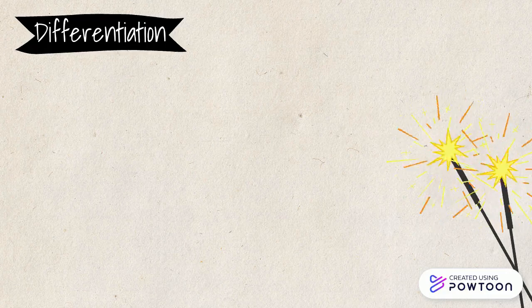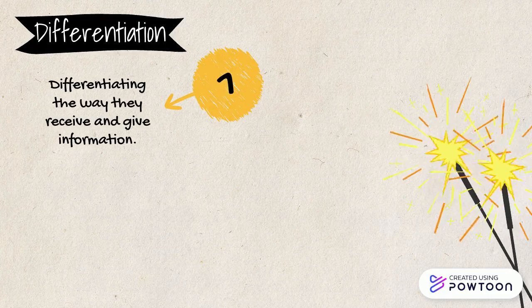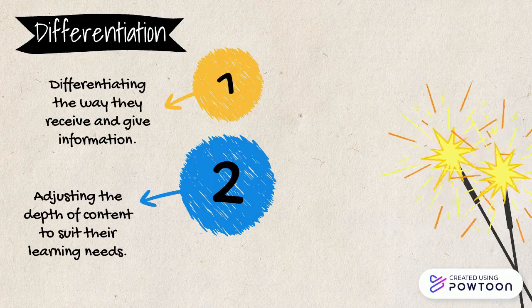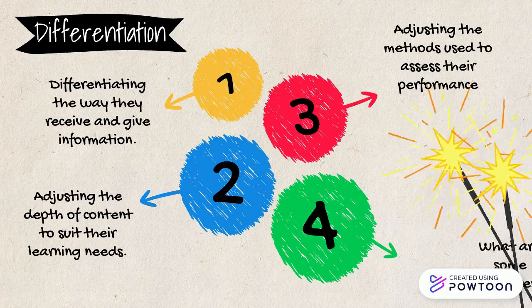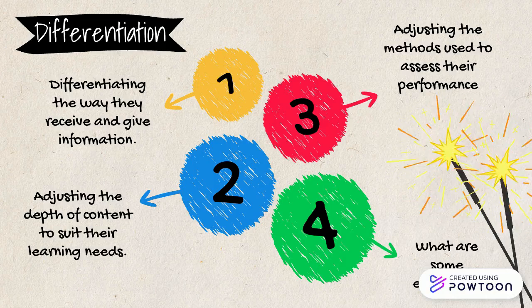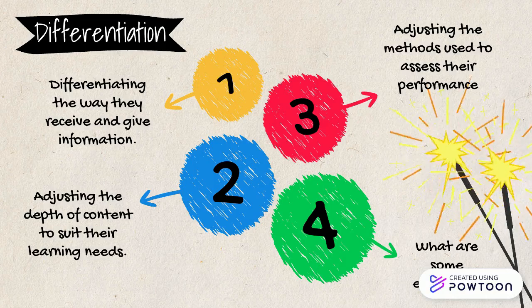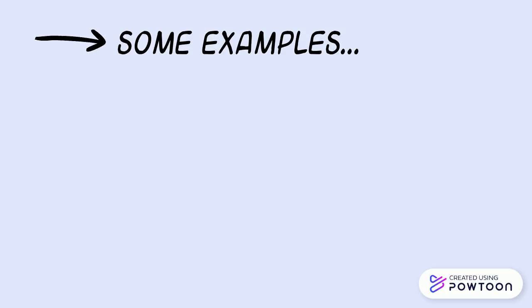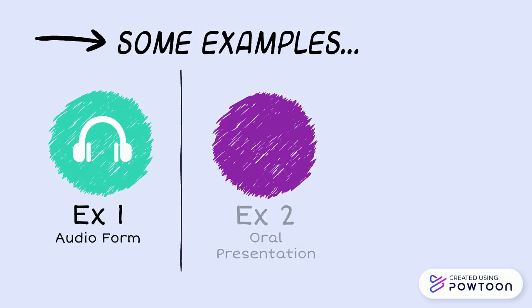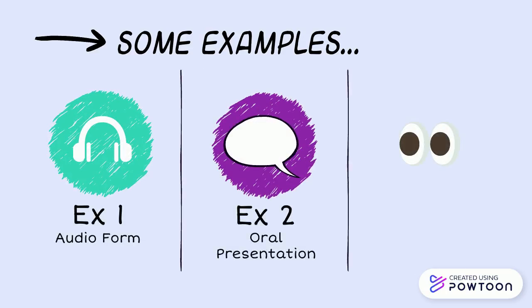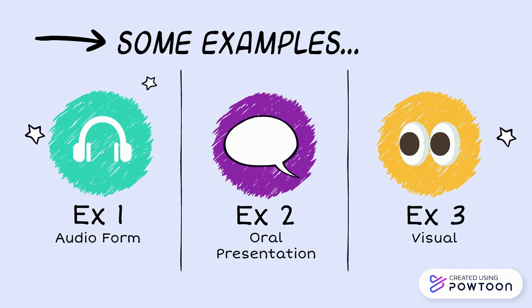The simplest form of accommodation for students with special needs is differentiating the way they receive and give information, adjusting the depth of content to suit their learning needs, and adjusting the methods used to assess their performance. Students who have trouble reading due to a learning disability may process information more effectively if they receive the content in audio form. Additionally, they may have a much easier time showing what they have learned by discussing it in a monitored group setting or by giving an oral presentation.